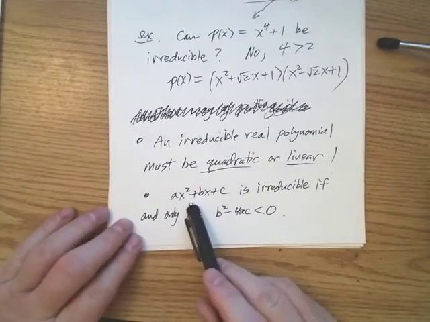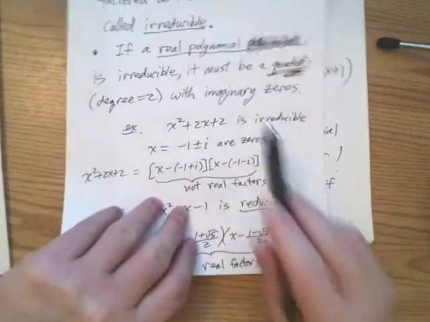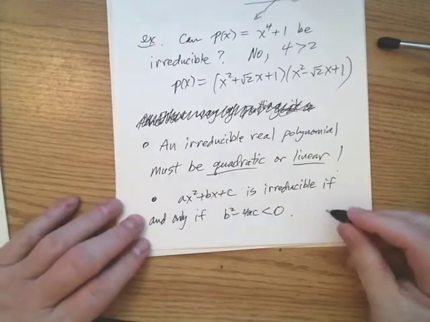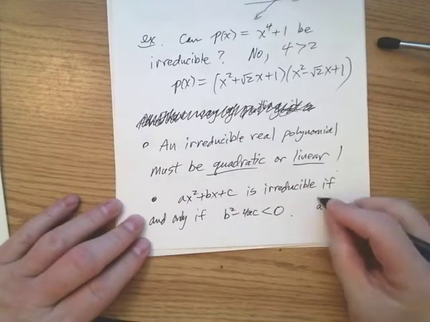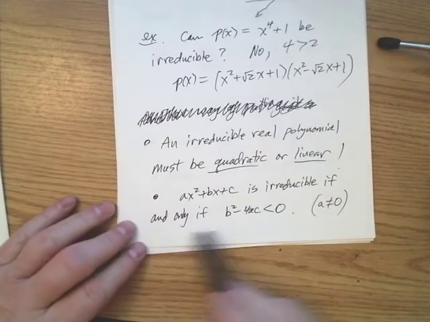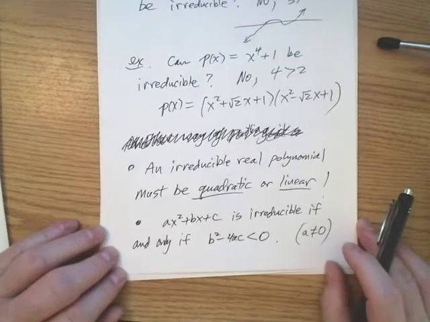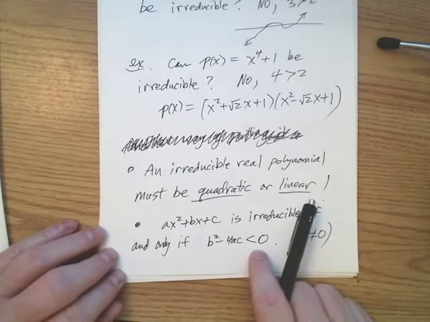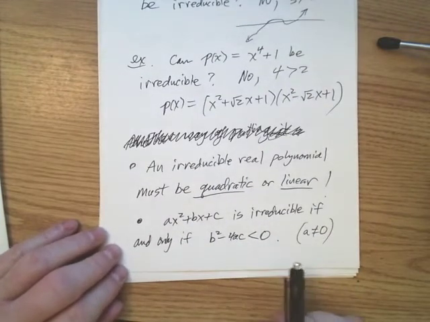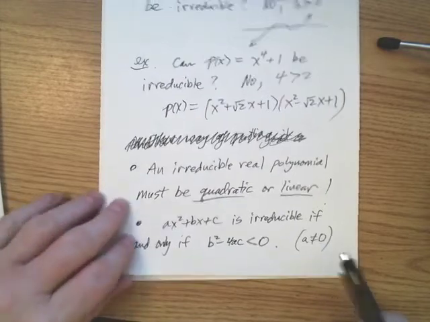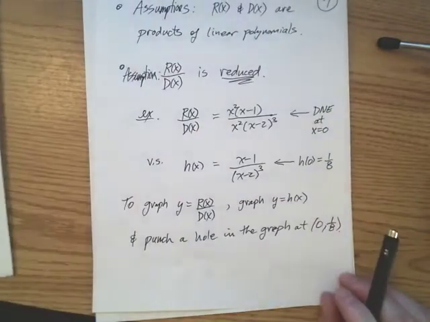By the way, a quick way to think about this, from this little factoid over here: ax squared plus bx plus c, we're assuming a is not 0, so it actually is quadratic, is irreducible if and only if b squared minus 4ac is less than 0. That would come directly from the quadratic formula. That's the value we call the discriminant, that's underneath the square root sign.